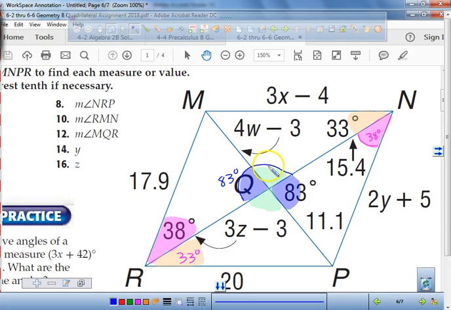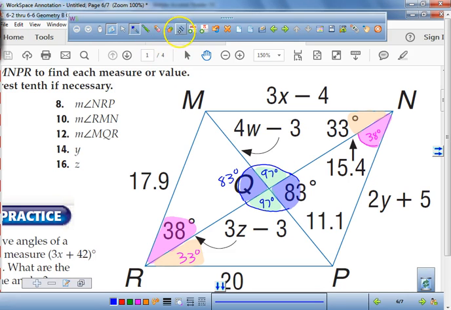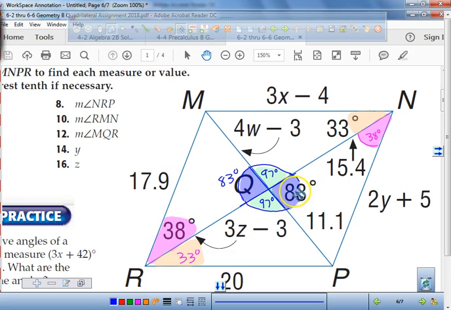What'd you get? 97 is correct. Put 97 here, and put 97 right here. Now, somebody said 360. Well, all of them added together is 360. But when I say straight line, I'm referring to this straight line right here. So these are supplementary, and these are supplementary. The blue and the green are supplementary.